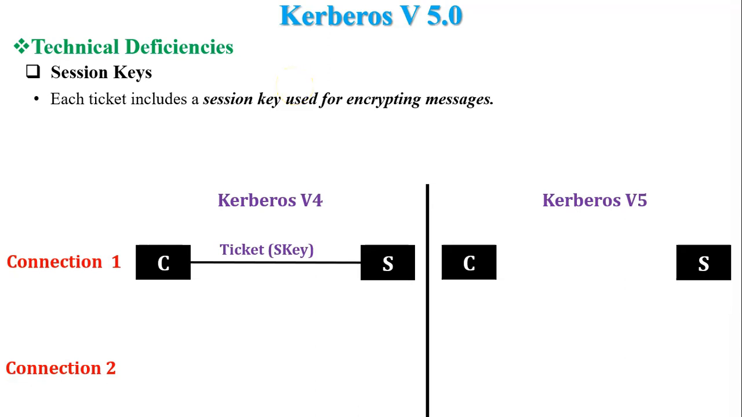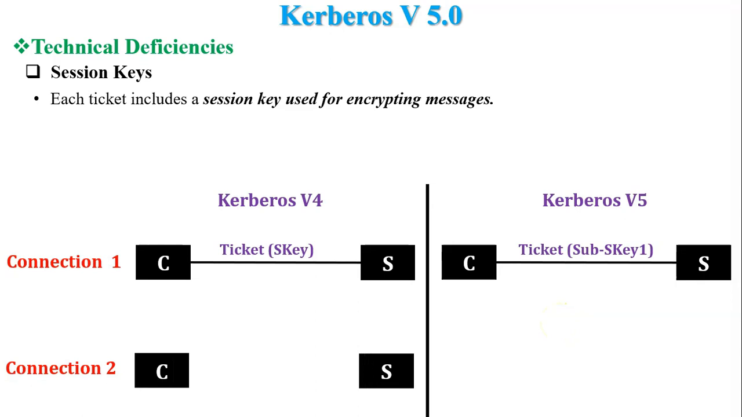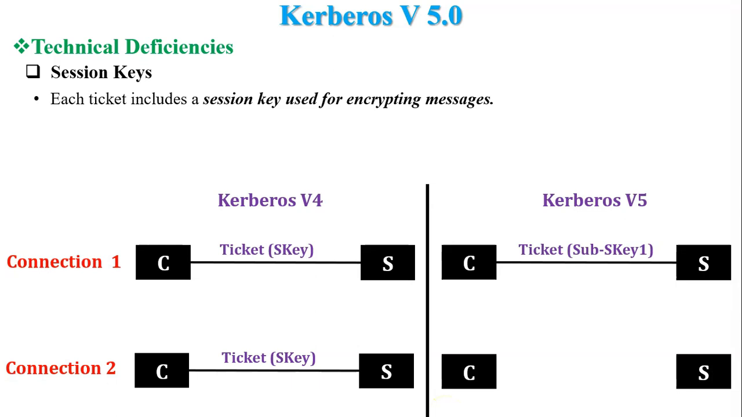Now in version 5, the client wants to access a service from the server and sends a ticket to the server. In the ticket, a sub-session key is included for the encryption of messages. The sub-session key is generated from the session key. Now in Kerberos version 4, the same client and same server want to communicate with each other again. So the client sends a ticket to the server. The ticket includes the same session key which was used in connection 1 for encrypting the messages. Now in Kerberos version 5, the same client and same server want to communicate with each other. So the client sends a ticket to the server. The ticket includes a new sub-session key used for encrypting the messages.